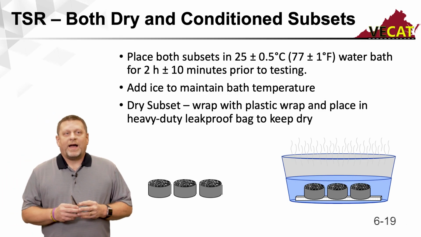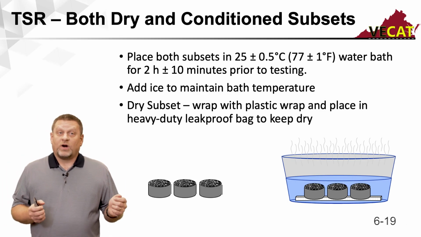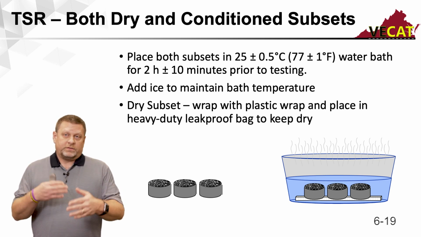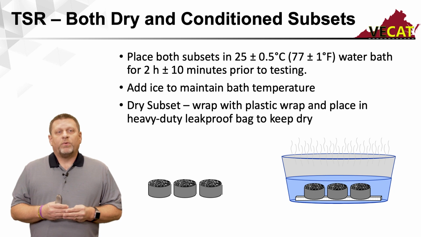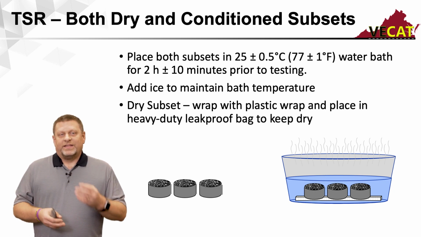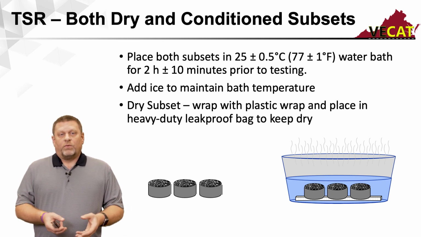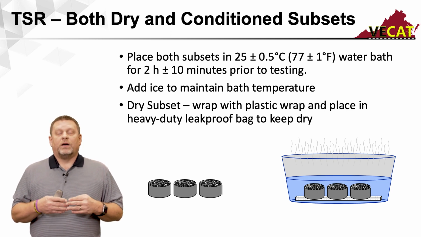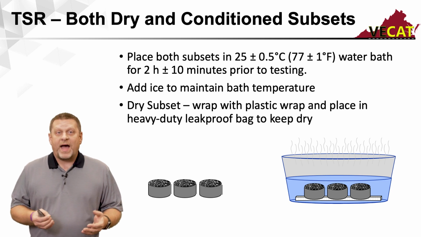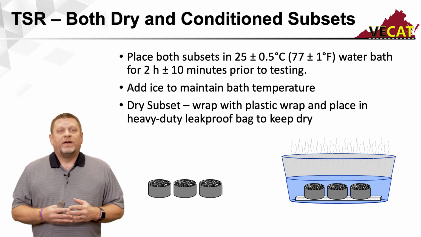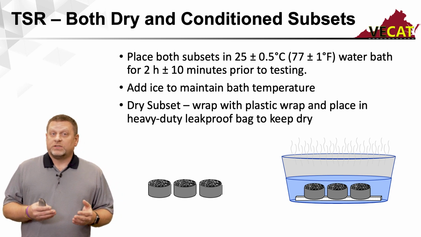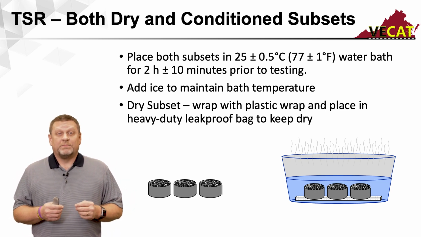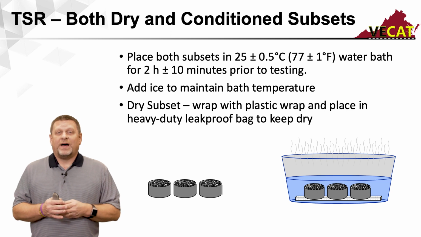Now we're going to bring back our unconditioned or dry set and our conditioned subsets together for the next part of the testing process. At this point, we're going to take the conditioned set, remove them from the hot water bath, and place them in our typical water bath, a much cooler bath. It's at 25 degrees Celsius plus or minus 0.5 C, or 77 plus or minus 1. Note that is a plus or minus 1.